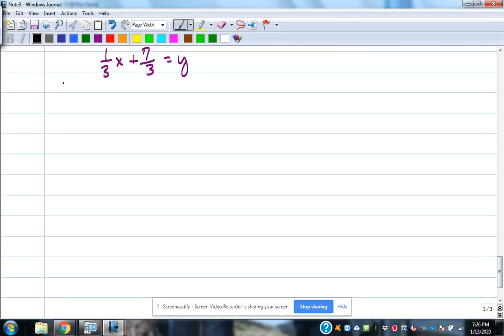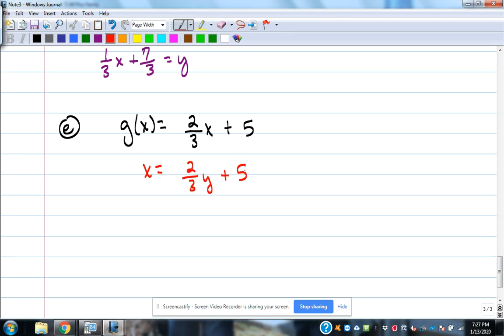Let's take example E here. g of x is equal to 2/3 x plus 5. Again, just going to take a linear one to start with here, and then we'll build up from there. And see if we can get the inverse of that. So first step to finding the inverse is swap x and y. And then solve it for y again. So what's our first step?